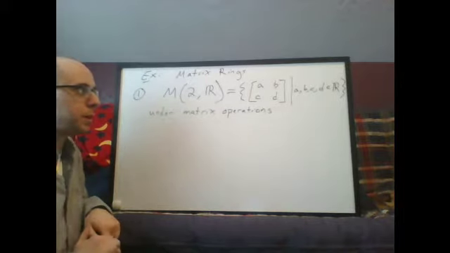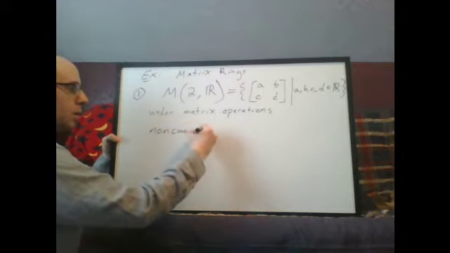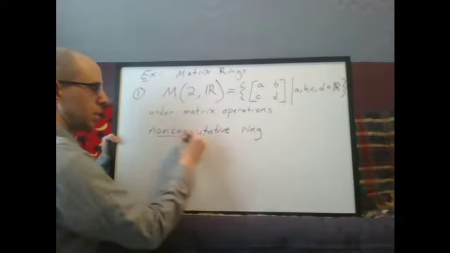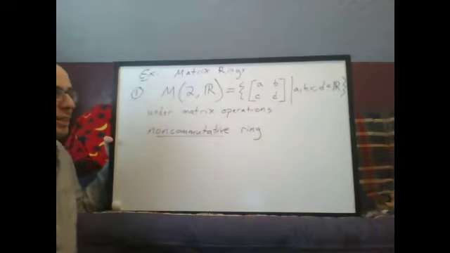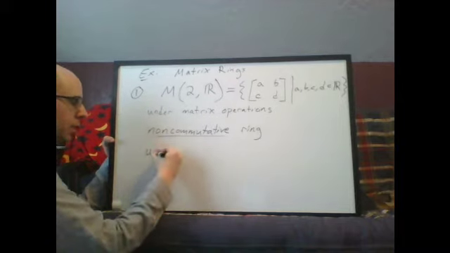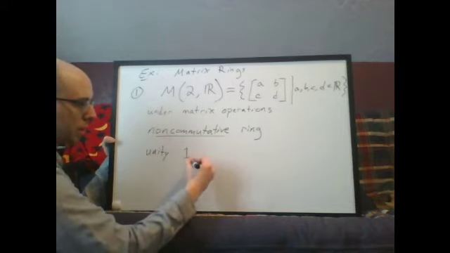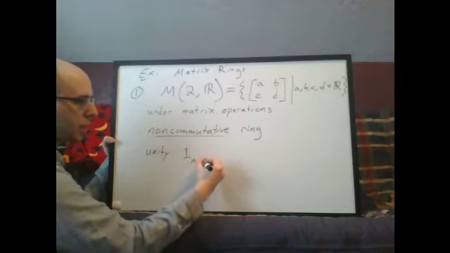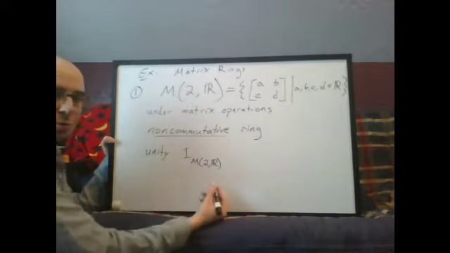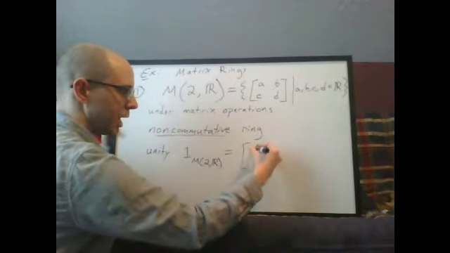But under those two operations, this is a ring. This is a non-commutative ring, because matrix multiplication is not commutative. It does have a unity. So just to go back to our subscript notation, abstractly, I would call this 1 sub M2R. I'd never actually use that though. It's just our usual identity matrix.